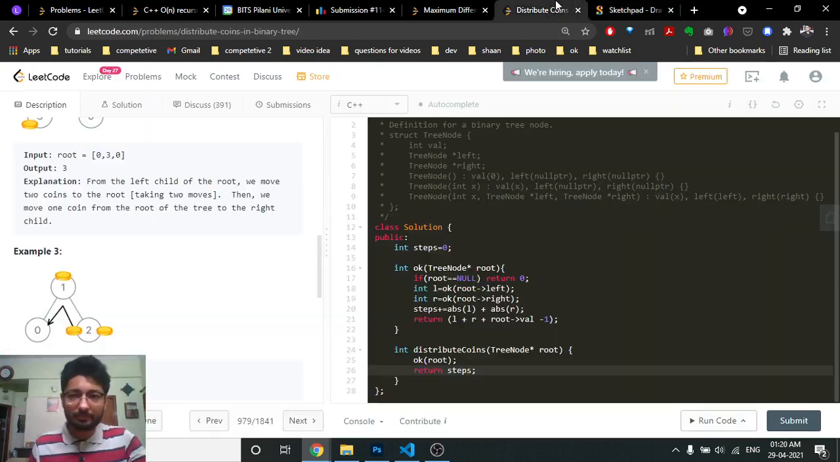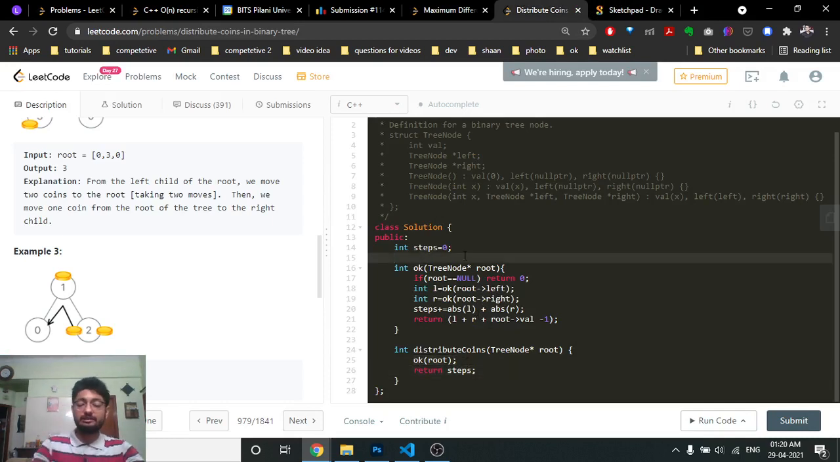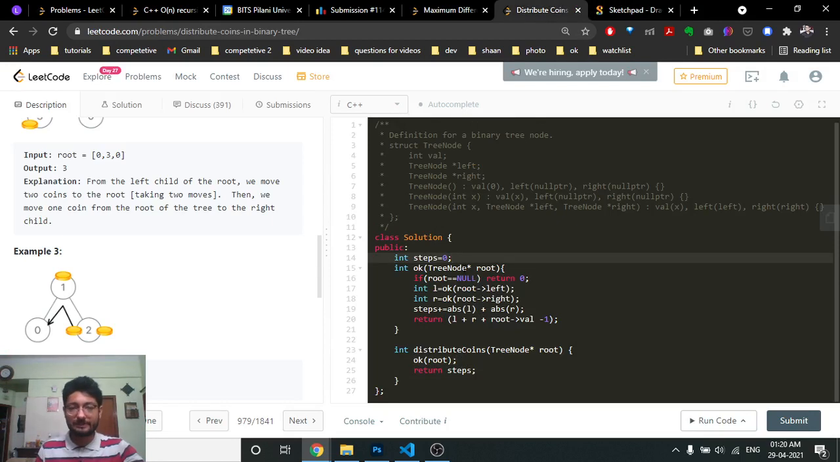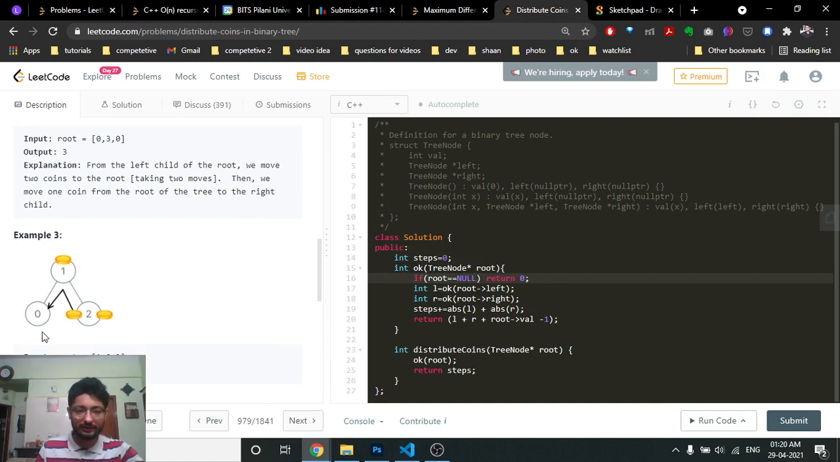So I will tell you, the code part will make it more clear. We'll also look over one example. This is the OK function. This is the global steps function, which is the number of steps required. This is the root value. This is the base condition when there is no root, like there is no node. The root is null. Root null means that the current node on which we are traveling is null. Then the answer is 0, obviously.